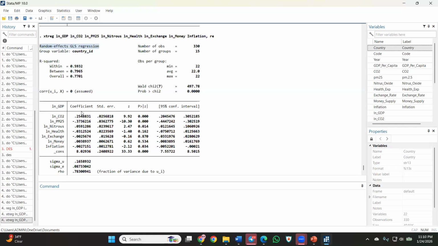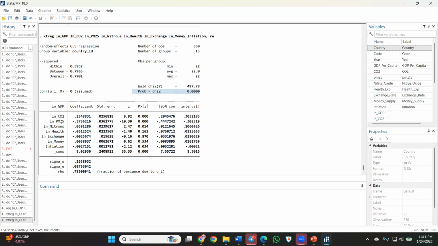So let's try to interpret the result. Our within R square is 59%, which is okay, it's acceptable. And our chi-square test means the model is significant. The model is good. So let's come to the result. I will interpret one, then we will look for volunteers to help us interpret the rest.